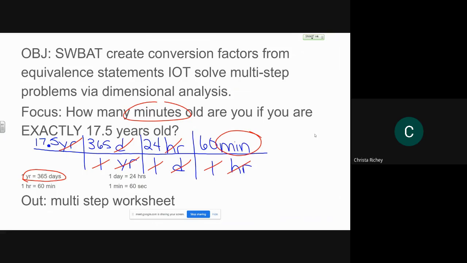So are you going to multiply or are you going to divide the numbers on the top? Multiply. So 17.5 times 365 times 24 times 60. And what this tells me in the calculator is that the answer is 919,800 seconds. Oh, no, not seconds, minutes.